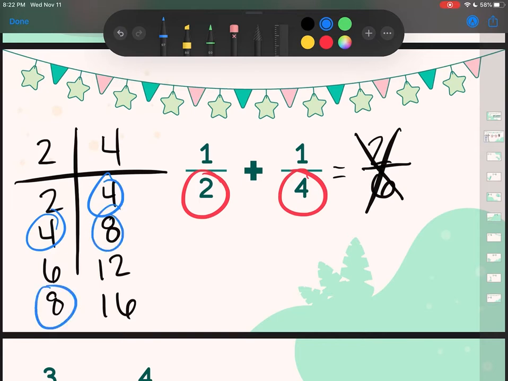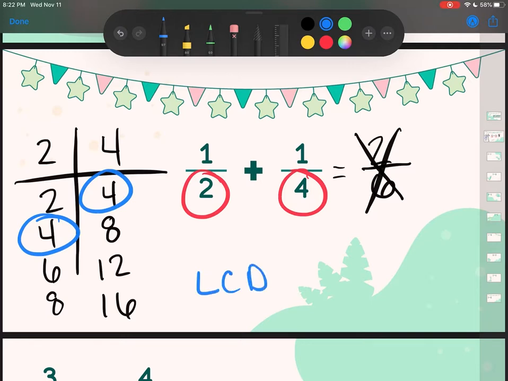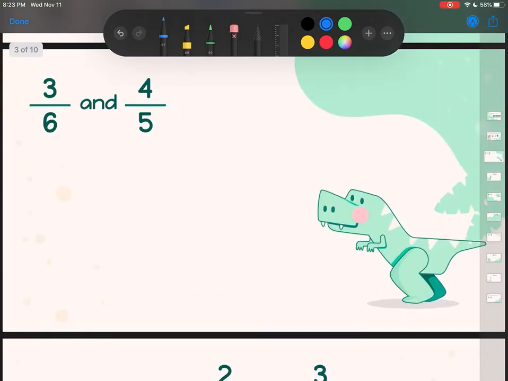So you can see that they have 4 in common, right? They've got 4 in common, they've got 8 in common, and eventually you'd see that they'd have 16 in common, right? But we're wanting to find the least common denominator, meaning the first number that they both share. In this case, that would be 4. So their least common denominator, or LCD, would be 4. So you could turn both of these numbers into fourths to do your addition problem.